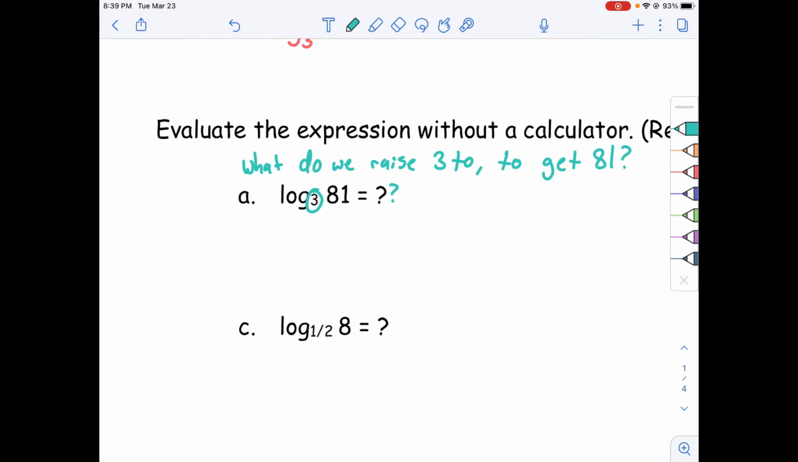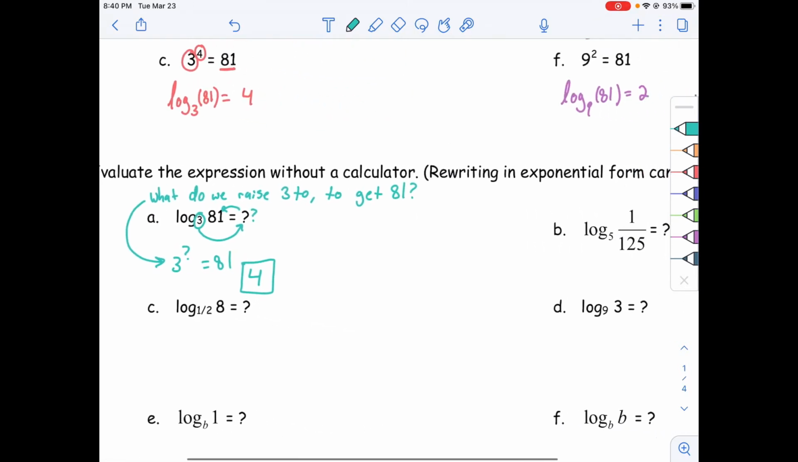If you need to rewrite it in exponential form so you understand, do that. So 3 to the question mark is equal to 81. This question is the same thing as that equation that we just wrote right here. So what power do we take 3 to in order to get 81? We take it to the 4th power. So then log base 3 of 81 is equal to 4.